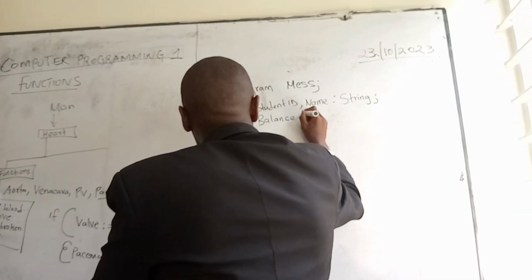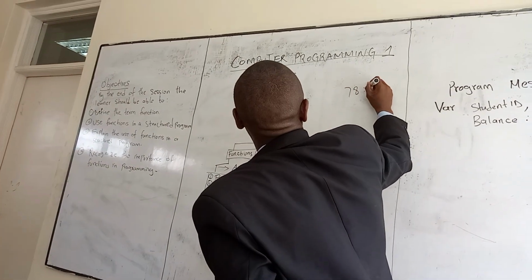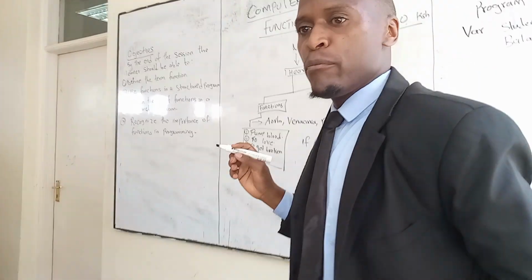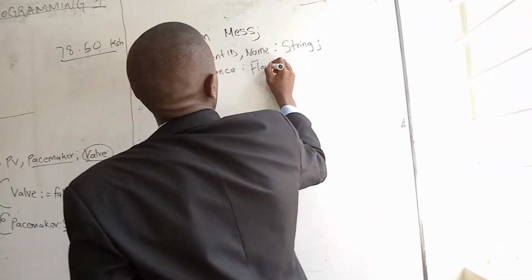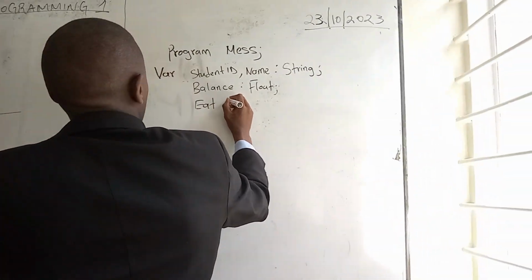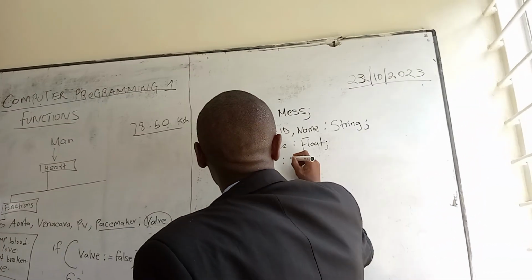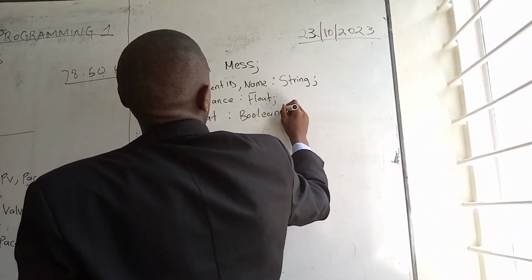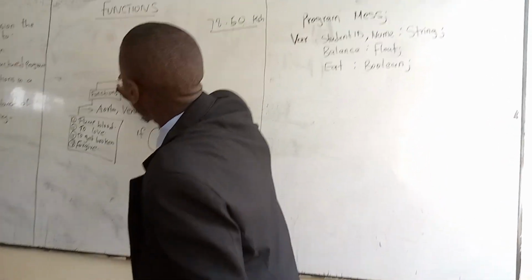We also have a variable called balance. And since it is in monetary value, remember a monetary value could have a value like this, 78.50 Kenya shillings. So which data type will we use here? Yes? Float. Yes, we'll use float. We also have another variable. Since this one has only two possibilities, we'll use something called Boolean, where we can only define true or false. Yes, true or false.